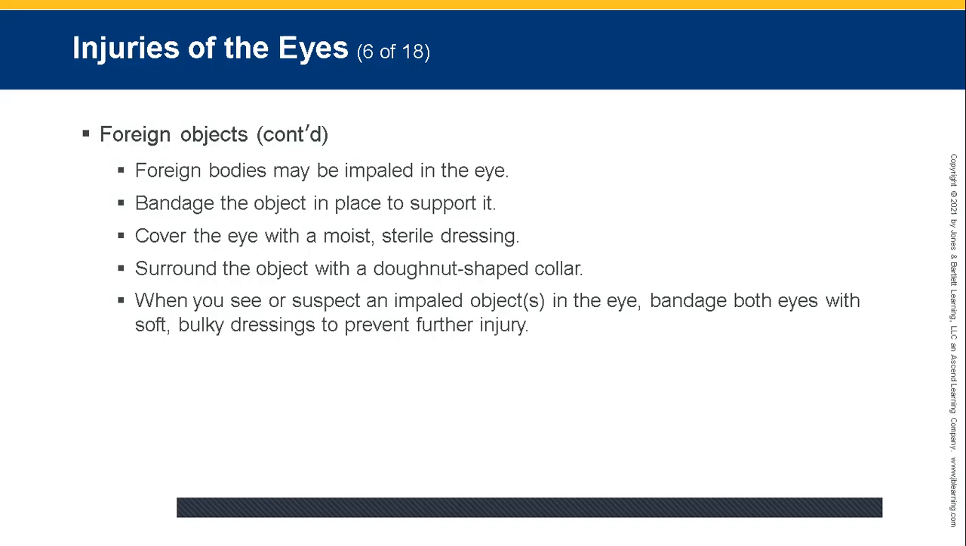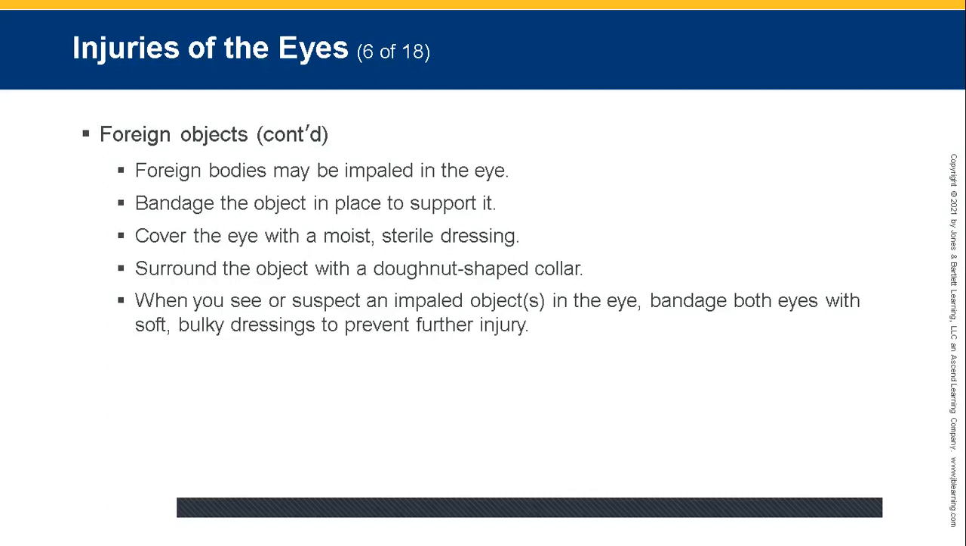And when it's an impaled object in the eye, you need to cover both eyes. And you do not travel with this patient in an upright position, because when they're upright, that will increase the pressure inside of the eye, which can aggravate the injury. So cover the eye with a moist, sterile dressing. Surround the object with a donut-shaped collar.